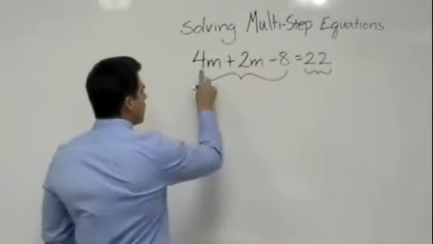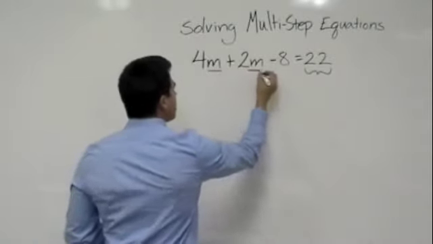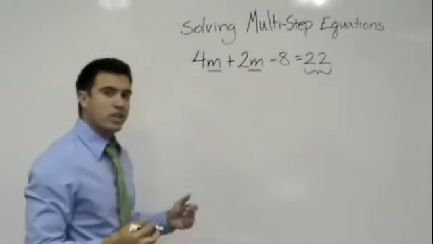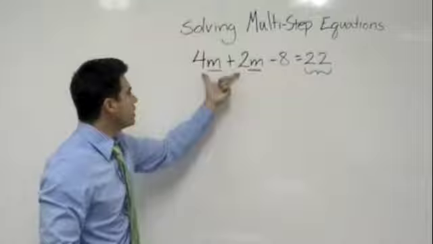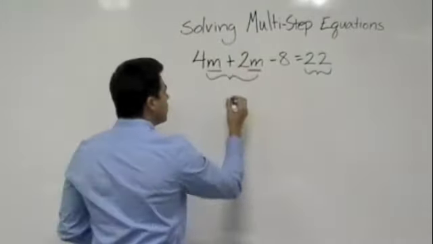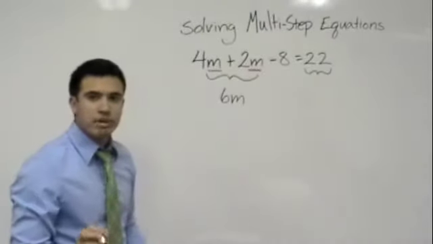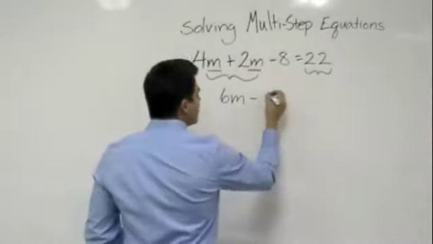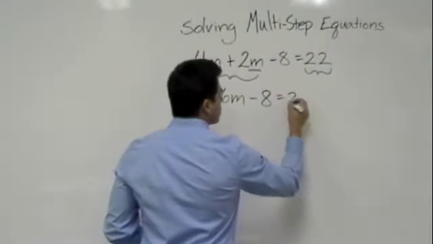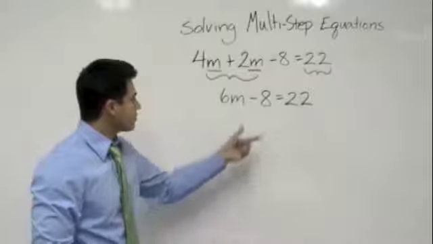How do we do that? Well, as you can see here, m and m are like terms. So we know that we can actually add 4 and 2 together. 4m plus 2m gives us 6m. And that's why you want to watch the video on combining like terms. Minus 8 equals 22, because we just bring down everything else that's left over.